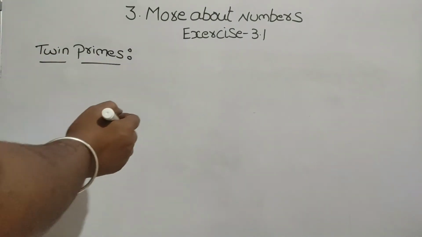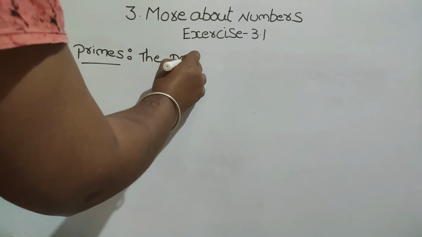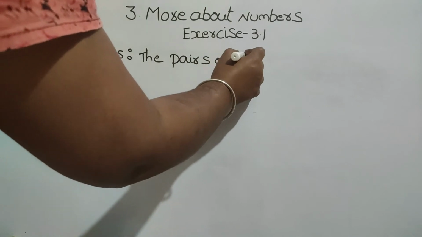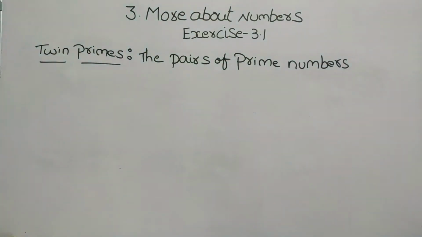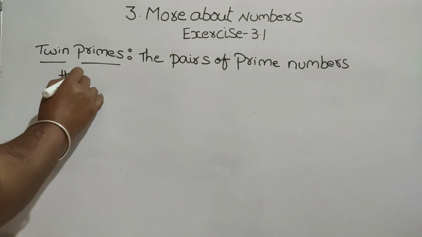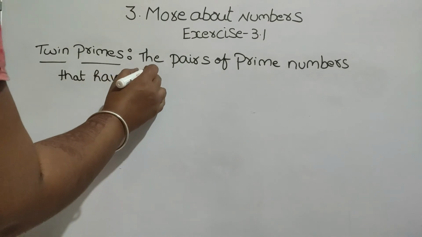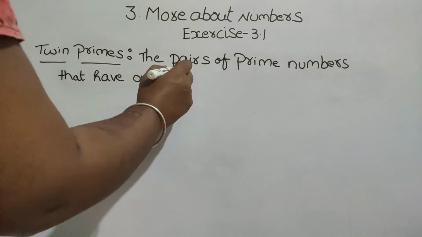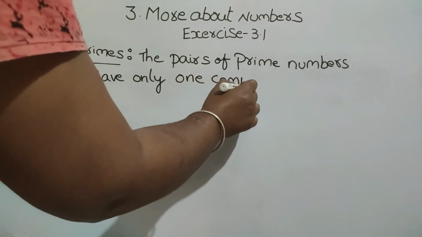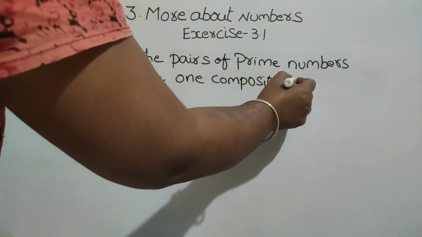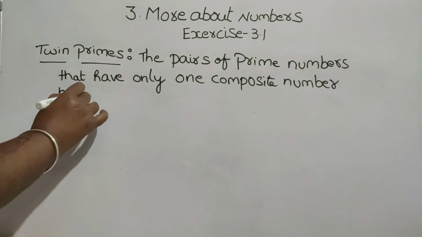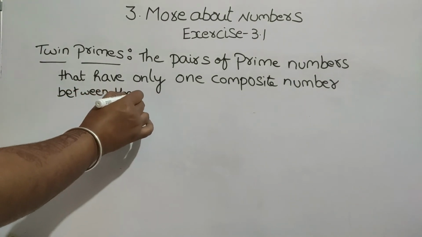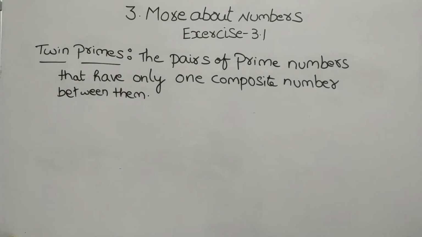What does twin prime mean? The pairs of prime numbers that have only one composite number between them, those are called twin primes.